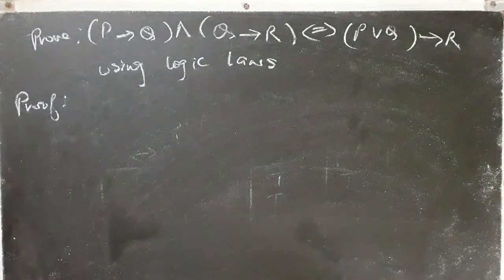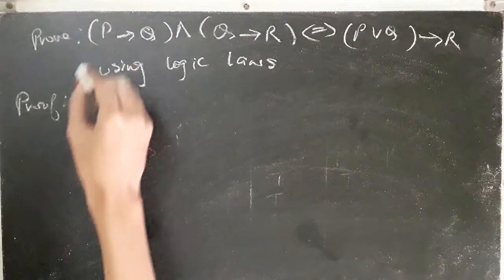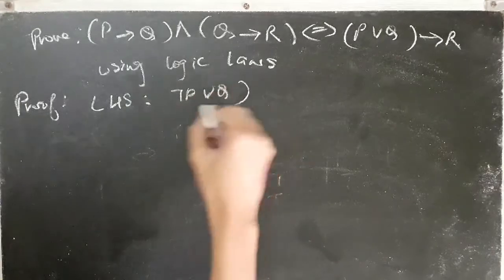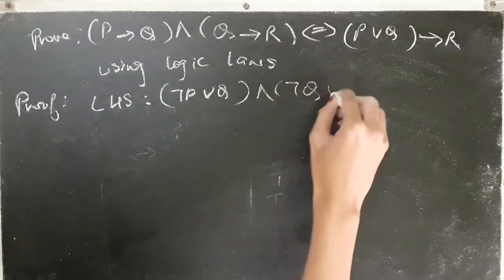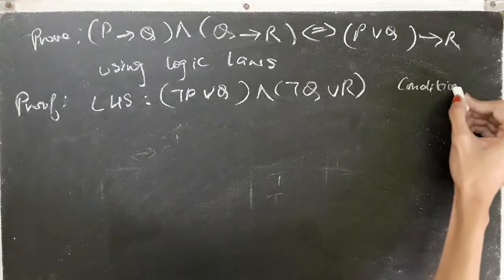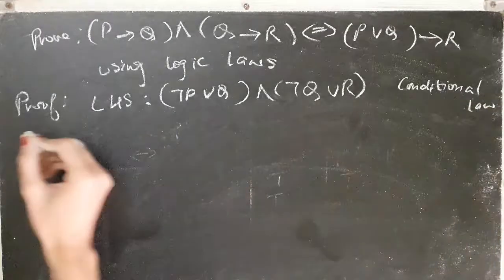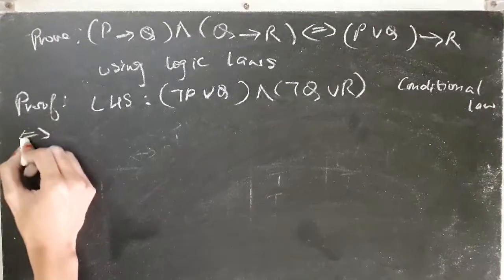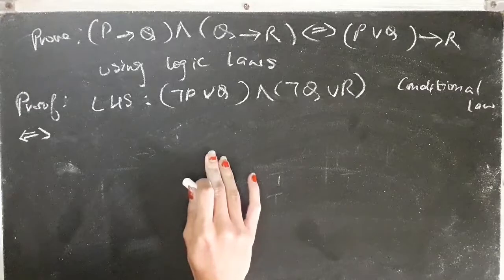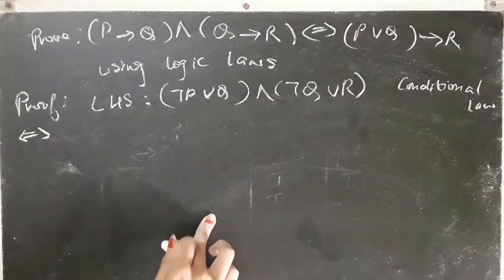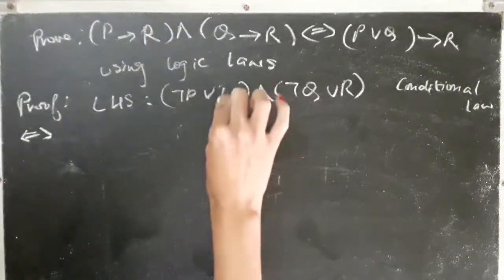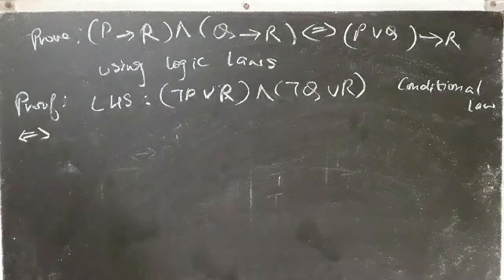Here, which logic law can we use? For the first one, LHS, we can write it as negation of P or Q and negation of Q or R. Which law are we using here? Conditional law, right? Now, what can we do next? Here, we can now use the distributive law. But first I'd like to point out an error that I made. This is going to be R. Right. So now it's correct.